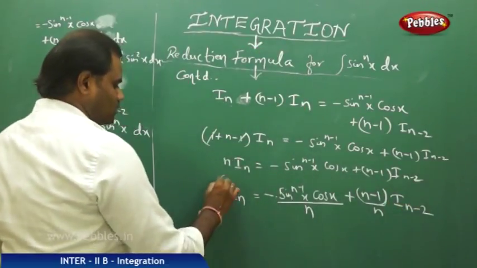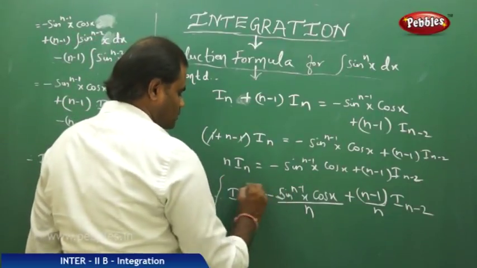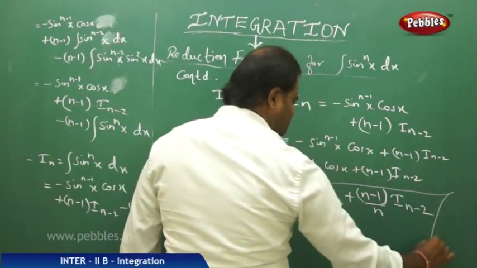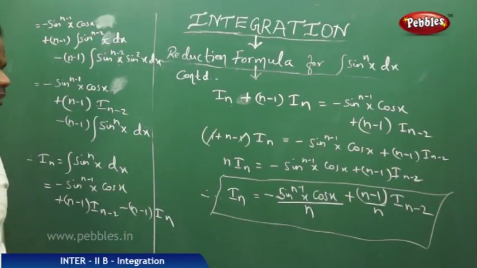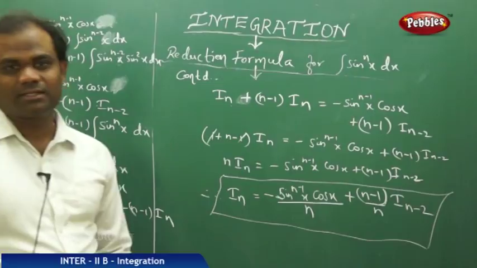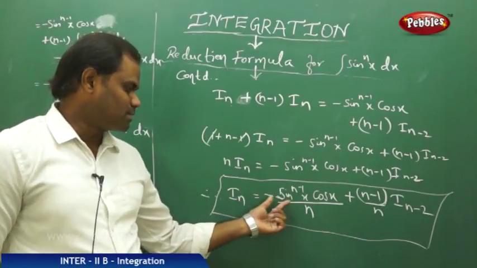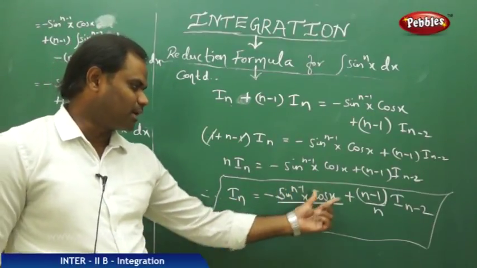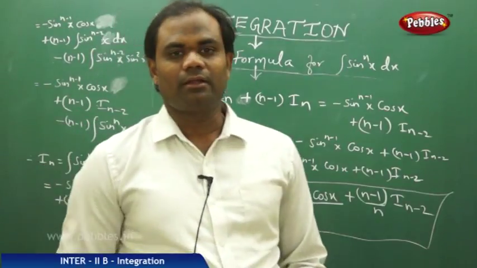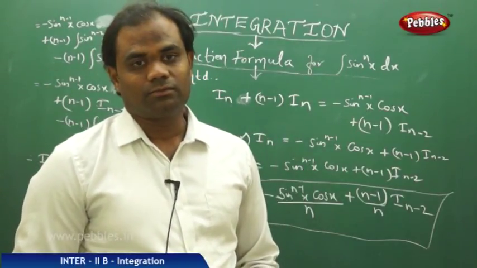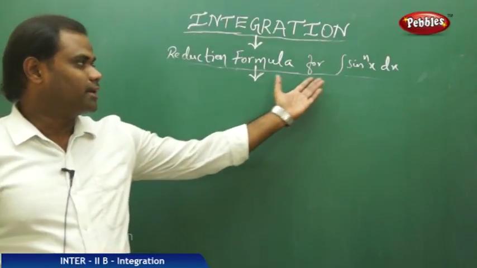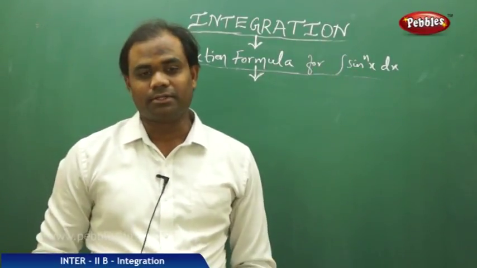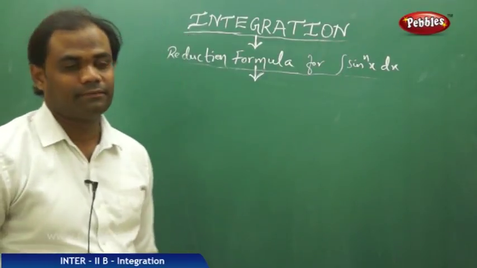This is how the reduction formula is obtained for integral sin^n x dx: minus sin^(n-1)x cos x by n plus (n minus 1) by n times I(n-2). Now let's take the odd and even cases of the reduction formula for integral sin^n x dx.